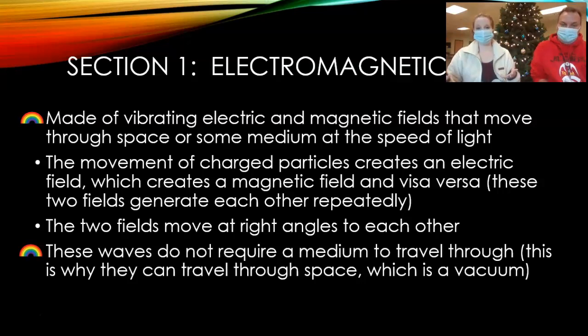So the second bullet point on here I feel is sort of unnecessary and just a little extra. Hence the reason there's not a rainbow beside it, because it's a little extra. But to give you some more information, the movement of these charged electric and magnetic particles are pretty much going to generate more electric and magnetic particles, which is why this type of wave can kind of go on forever.